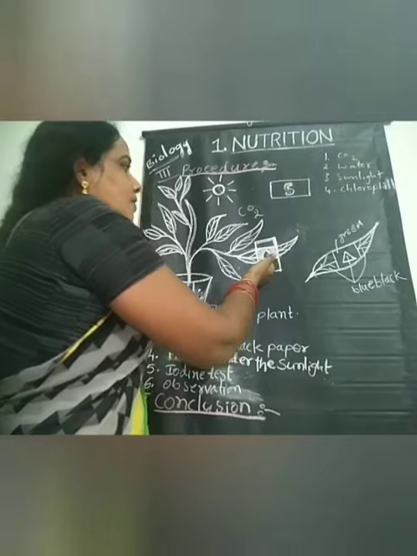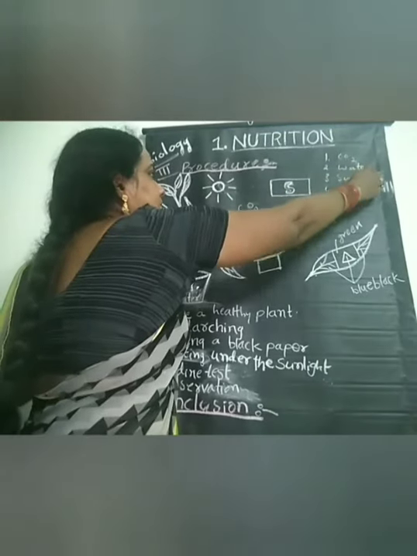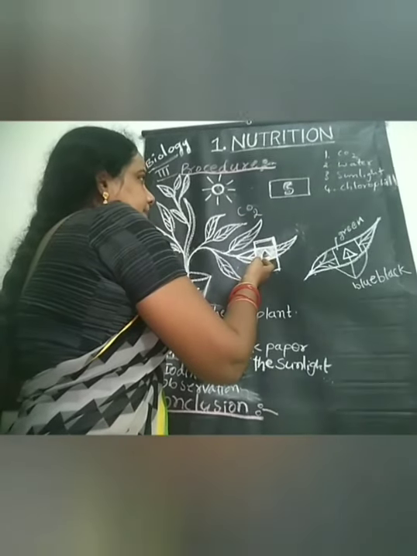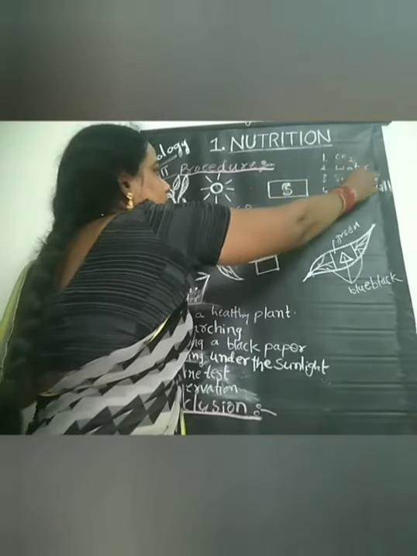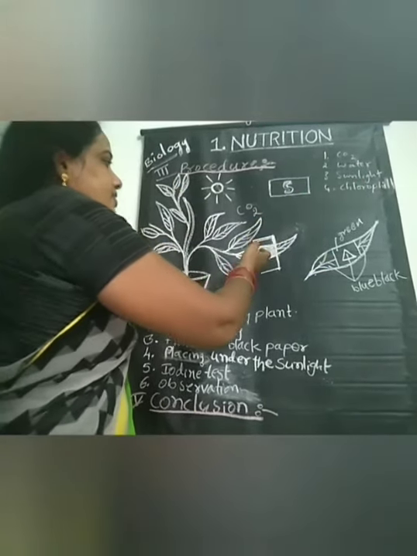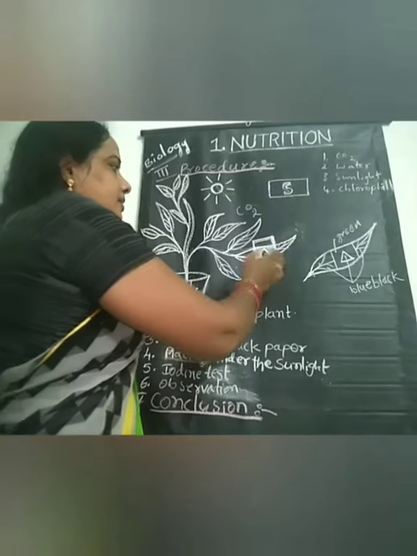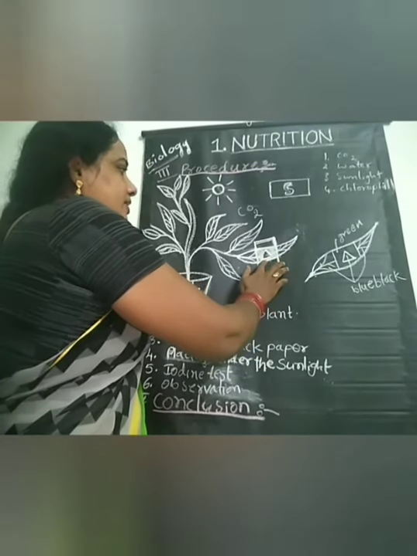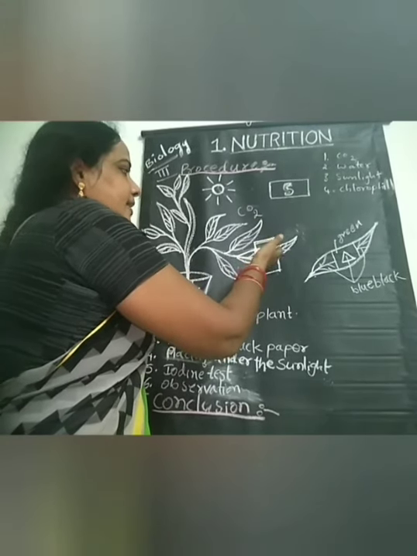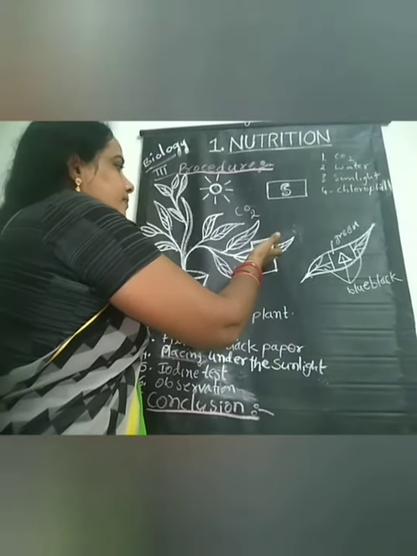That is the reason. You must know the four factors: carbon dioxide, water, sunlight, and chlorophyll. The area under the black paper gets only carbon dioxide, water and chlorophyll, but not sunlight. So photosynthesis has not occurred here and starch is not prepared. When we applied iodine solution over this area, it did not turn bluish black. It remains white in color because of the absence of starch, because there was no photosynthesis.